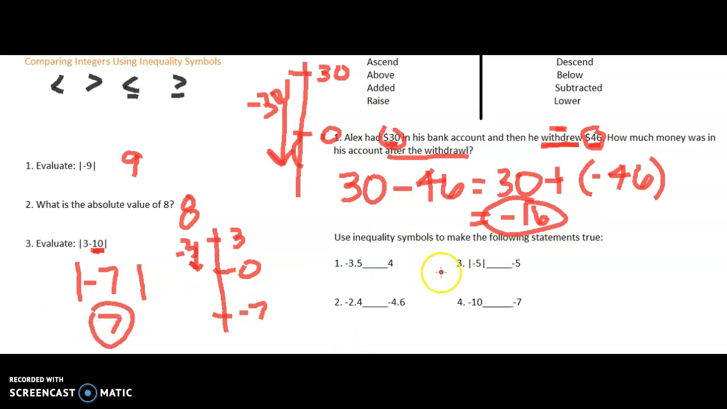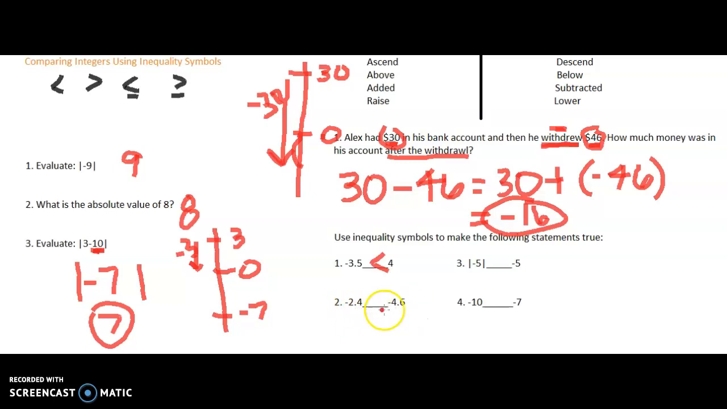The last thing that we're going to go over is using inequality symbols to make the following statements true. So we're going to use those symbols less than, greater than, less than or equal to, greater than or equal to to make these statements true. So the first thing we're going to consider here is whether they have positive or negative signs. So we have a -3.5 and a +4. If we're dealing with positives and negatives, the negative is always going to be less. It's on the other side of 0. So in this case, the 4 would be greater. So -3.5 is less than 4.